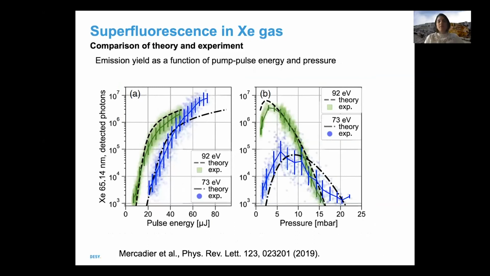And we can then really also include the pumping processes and compare quantitatively to our experiments. Here are shown typical gain curves, meaning the collected number of photons as a function of pulse energy or as a function of pressure of the gas medium. And you see that we can almost quantitatively describe the experimental findings with the theory.